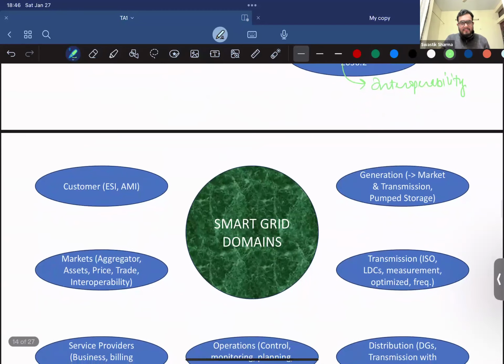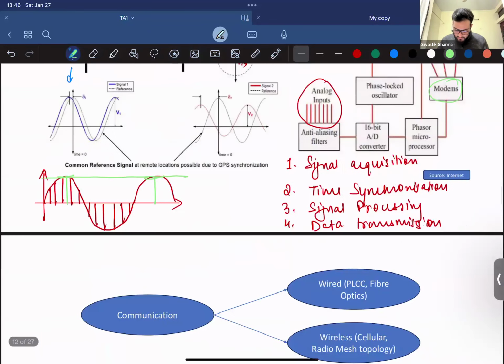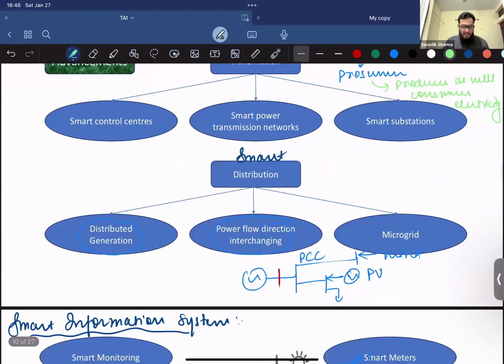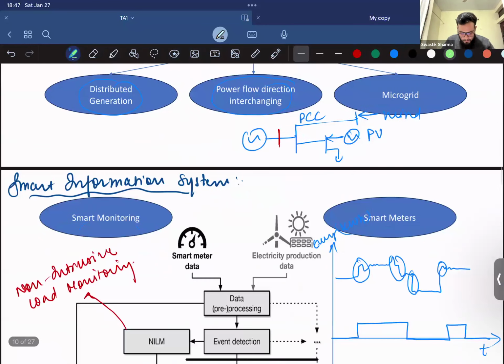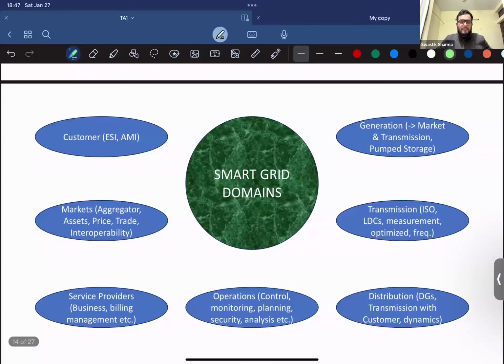So I discussed in the first three, I guess. Yeah, here, different smart grid domains, right? So let's look at all of these domains a bit closely. So first, we have a customer domain. So what exactly is a customer domain? A customer domain is the area which reflects the customer of electricity, right?